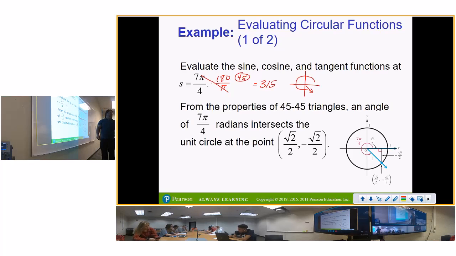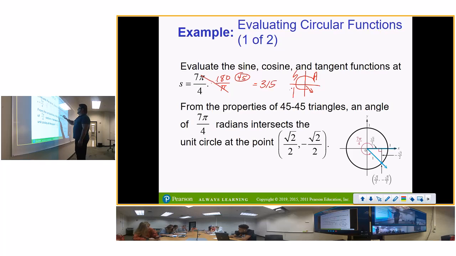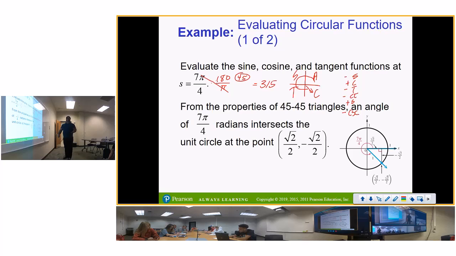Now you know it's a 45-degree angle. You see what I'm saying? You have to know where you are. And once you know where you are, all students take calculus. So sine, cosine, tangent, cotangent, secant, cosecant. What's positive? Cosine and the secant. So all the rest of them are negative, and then you fill out.